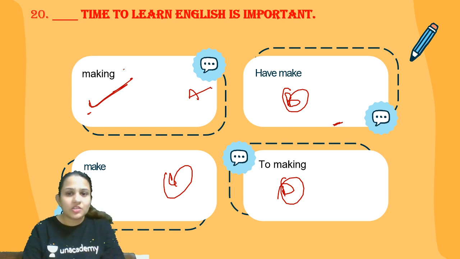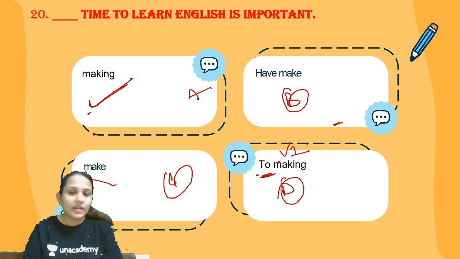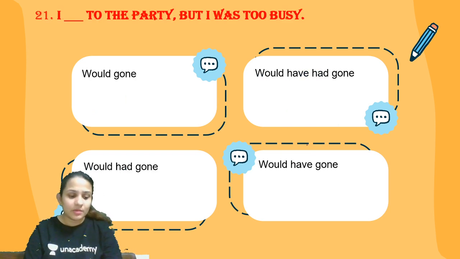Making time to learn English is important. All right? We can't use "make time to learn English," which doesn't make any sense. We can't use "to making" because after "to" we generally have the first form of the verb, and "have make" doesn't make any sense. So "making time to learn English" is very important.